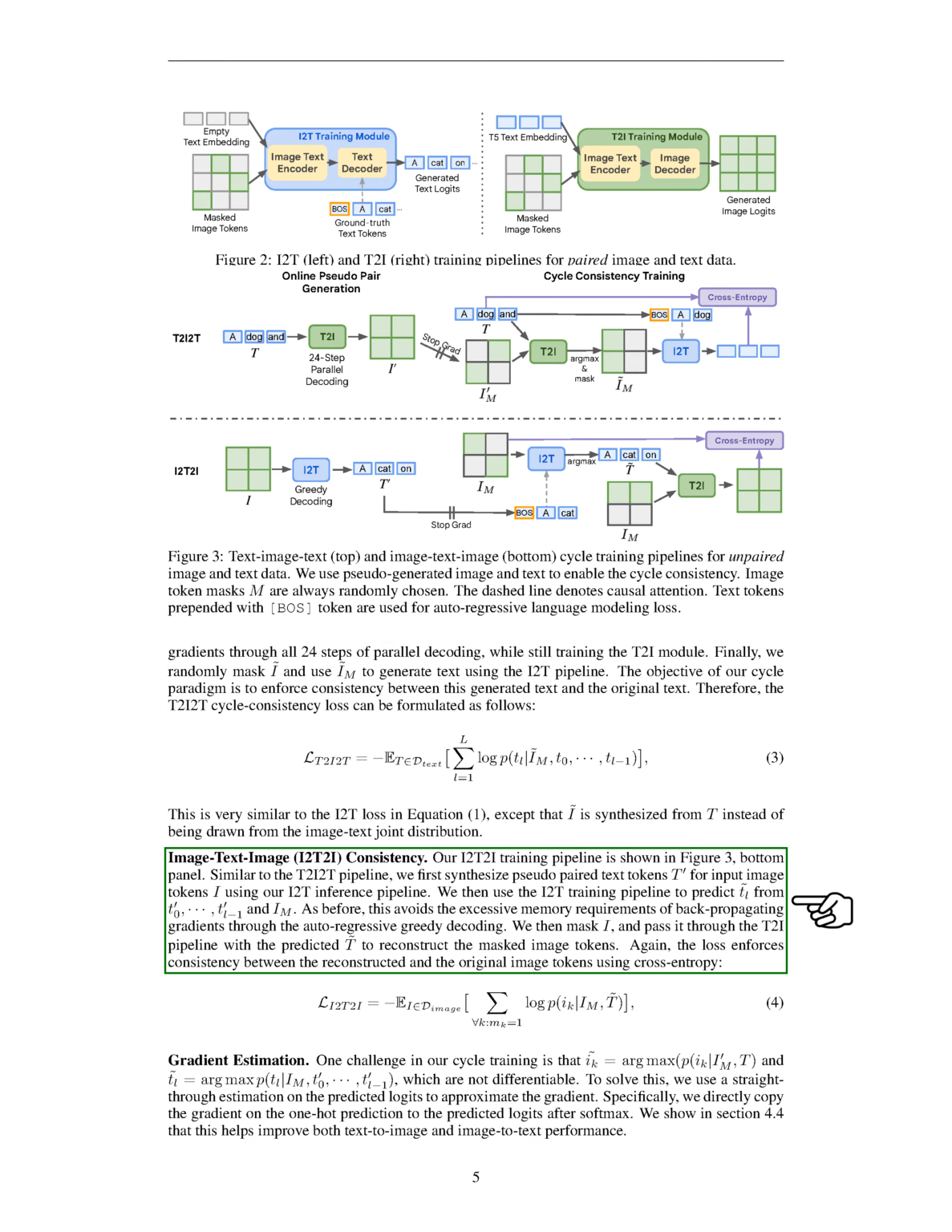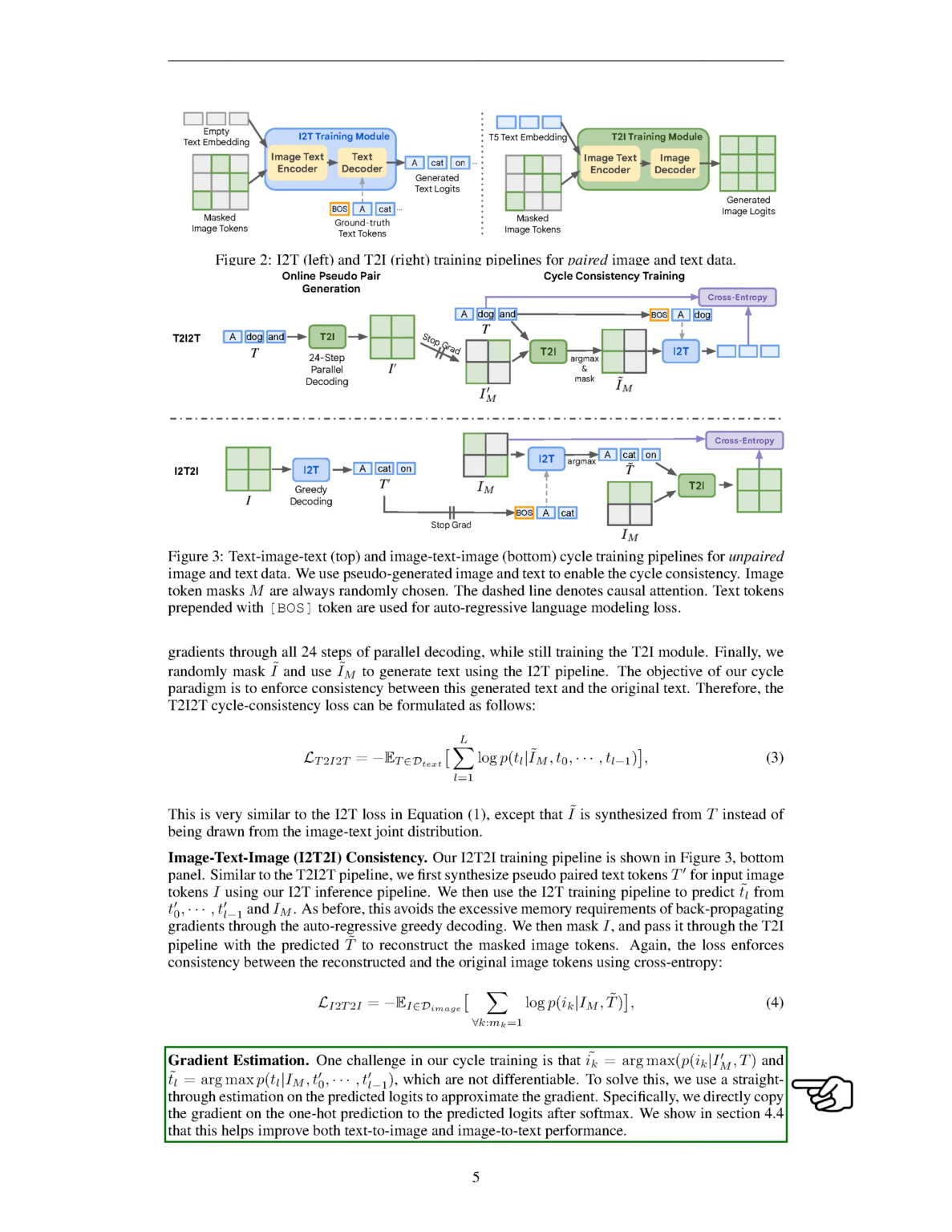In the image-text-image, I2T2I, cycle, we first create pseudo-paired text tokens for input image tokens using our I2T inference pipeline. We then use the I2T training pipeline to predict new text tokens from the previous ones and the masked image tokens. We then mask the image, and pass it through the T2I pipeline with the predicted text to reconstruct the masked image tokens. The loss enforces consistency between the reconstructed and the original image tokens using cross-entropy.